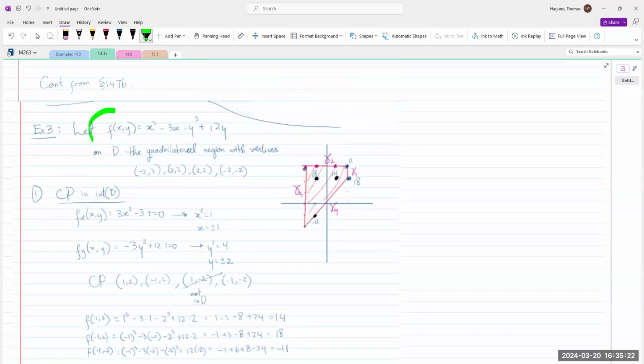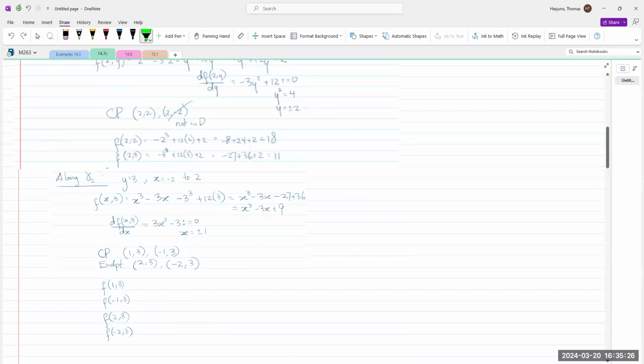Supposed to put it in here. However, we already have the function when y equals 3, so we can actually use this one, because y is already 3. Does it make sense? That makes our computation a lot faster. So F(1,3), when x equals 1, will be 1 minus 3 plus 9, that is 7. F(-1,3) will be negative 1 plus 3 plus 9, that's 11. F(2,3) will be 8 minus 6 plus 9, that's 11. And F(-2,3) will be 7 again.